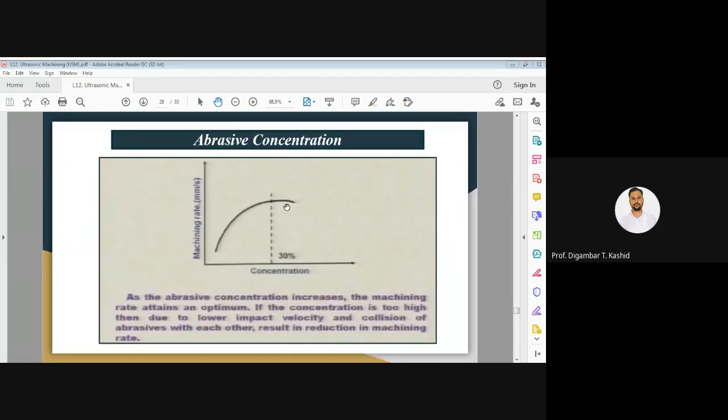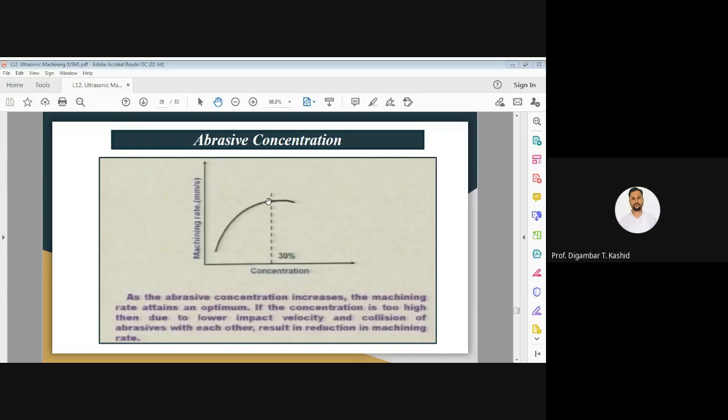Then we have another process parameter, that is the abrasive concentration. As the concentration of abrasive particles increases, it increases the material removal rate. You can see the curve. But beyond a certain concentration value, your machining rate starts decreasing. You can see.